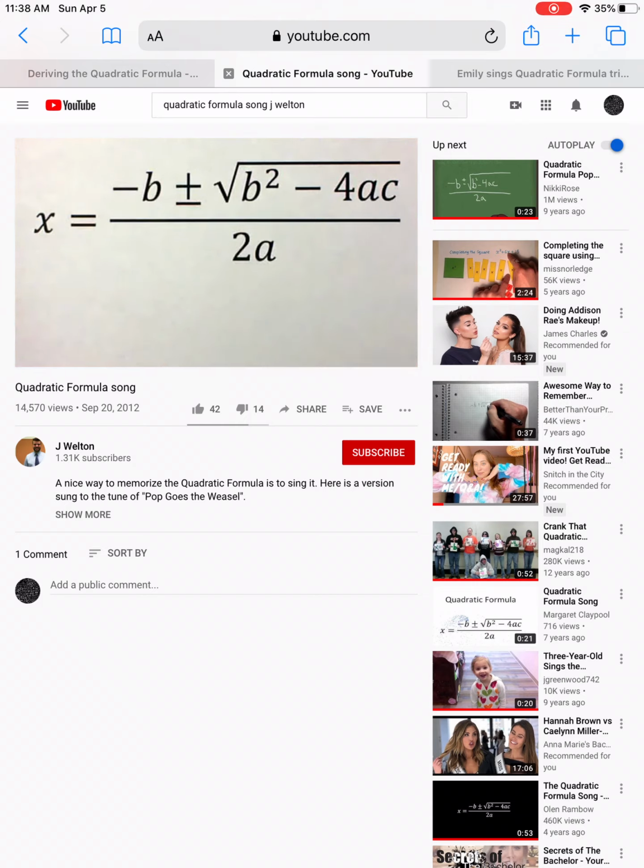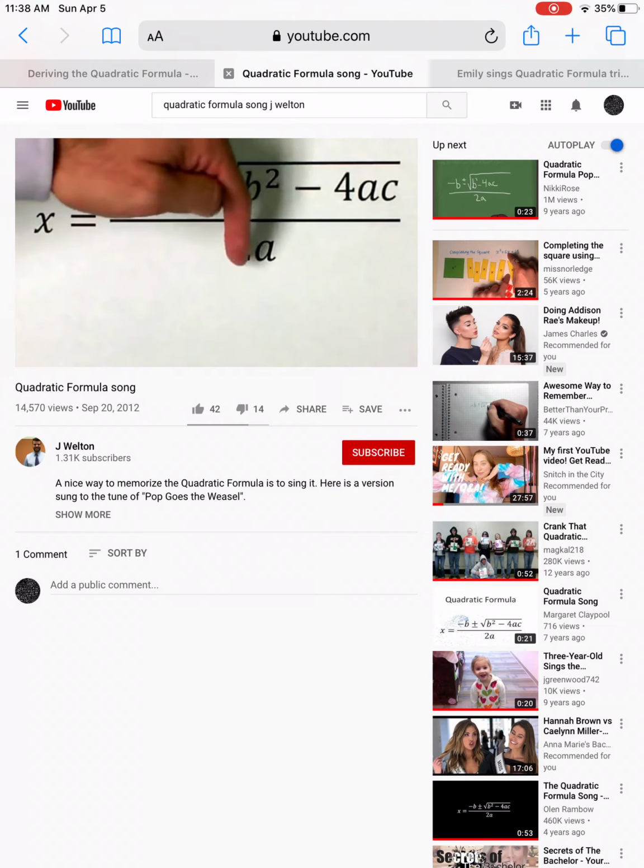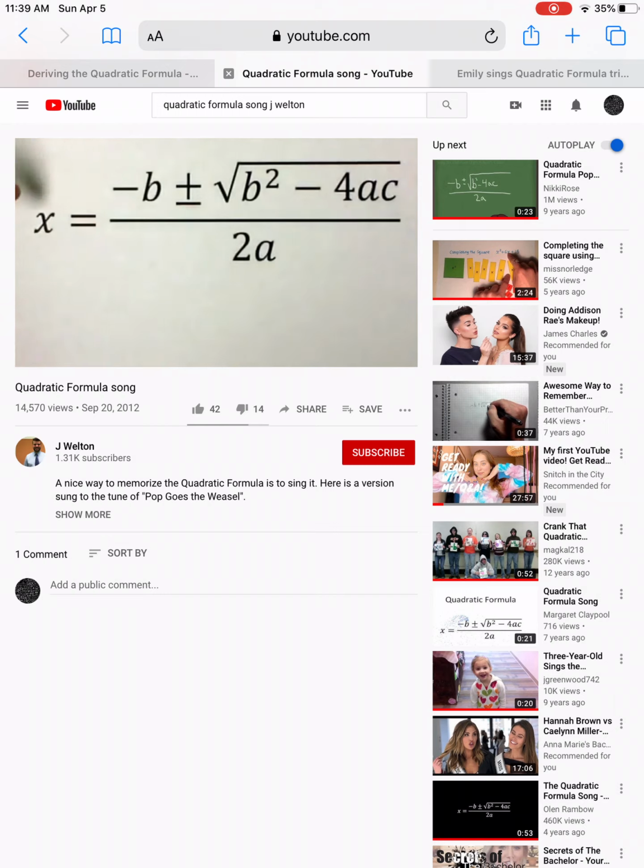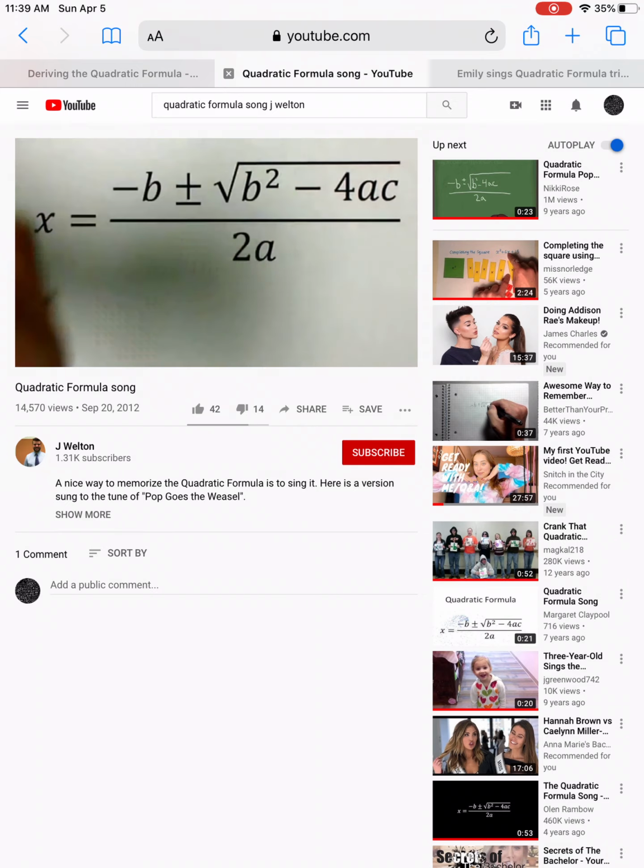When you need to memorize a quadratic formula, a nice way is to sing it. I find that it fits nicely to Pop Goes the Weasel. x equals negative b plus and minus square root b squared minus 4ac all over 2a. Again, x equals negative b plus and minus square root b squared minus 4ac all over 2a.